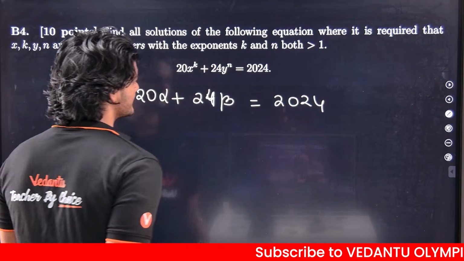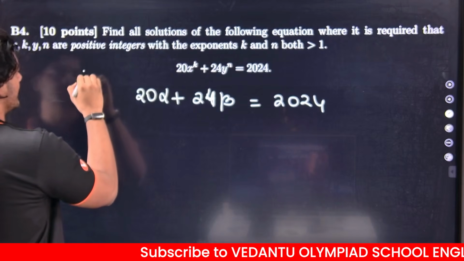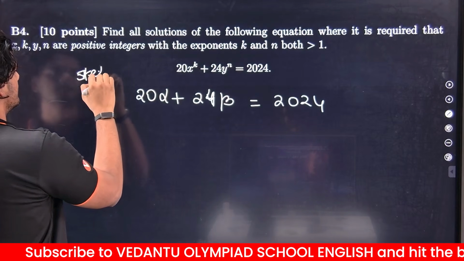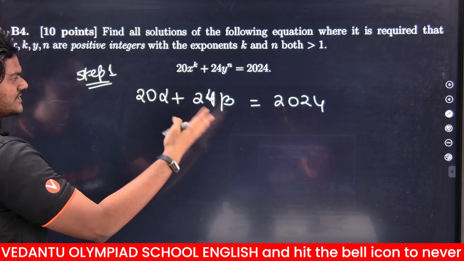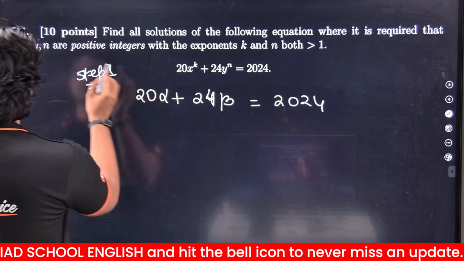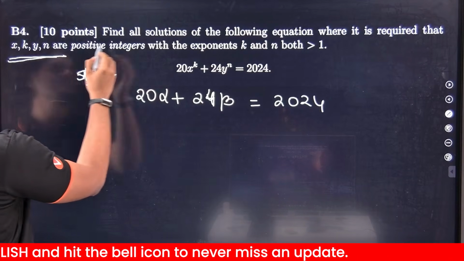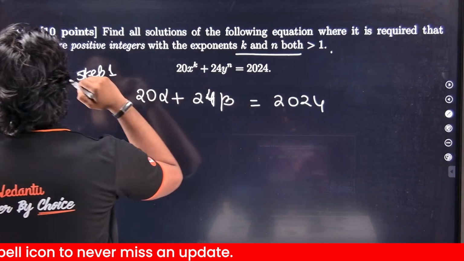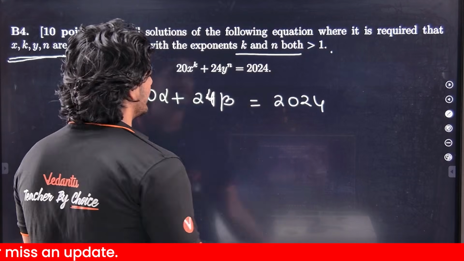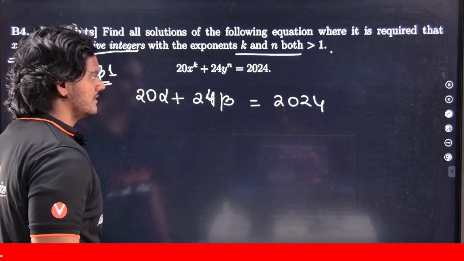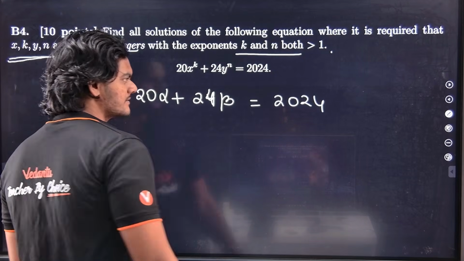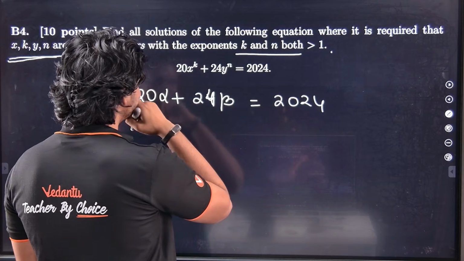2024. So how do you solve this first? Step 1. We know how the general solutions will look like, and we will use the fact that all these things are positive integers, and k and n are particularly greater than 1. All right. So what do we do?